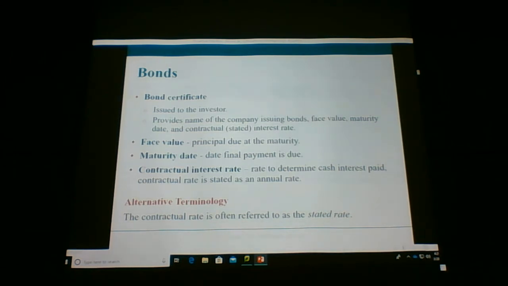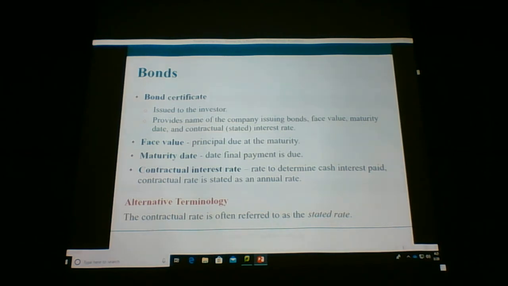Bonds are a way that a company raises funds. They generally sell bonds in increments of $1,000 apiece. So you buy a bond from a company for $1,000. You give them the $1,000. You become a creditor to that company. They owe you the $1,000, and they owe you interest on the $1,000.